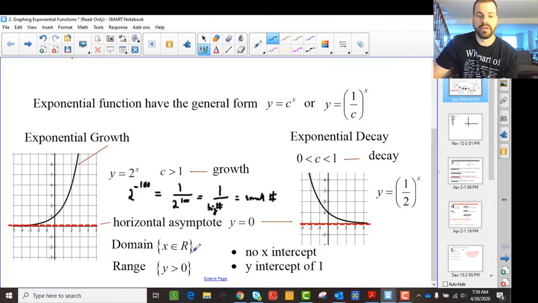And then the domain is x belongs to real numbers, and the range is y is greater than 0, because it never gets to 0 and never goes negative. That's why the range is y is greater than 0, and the domain is x belongs to real numbers, because you can take any power of that base. All right, so you can raise 2 to any number, and it will give you a value. So those are the basic features of an exponential graph.